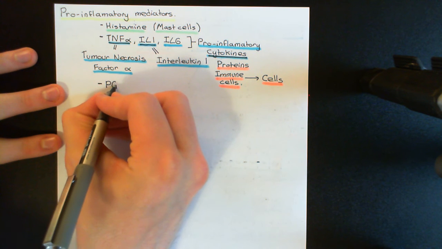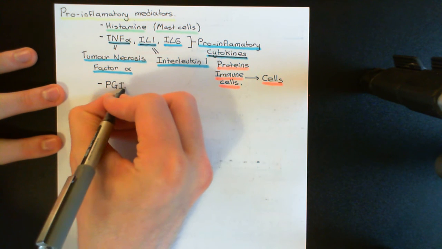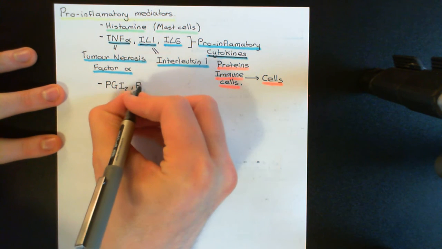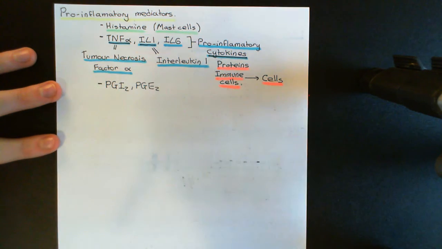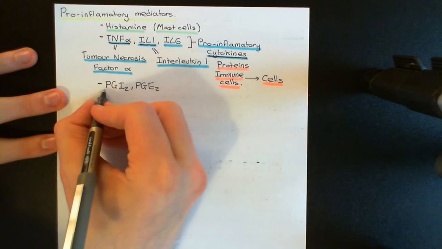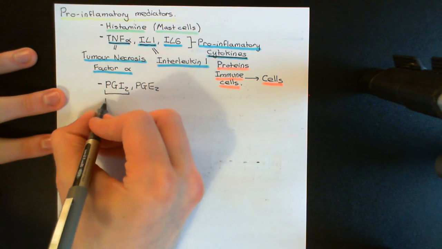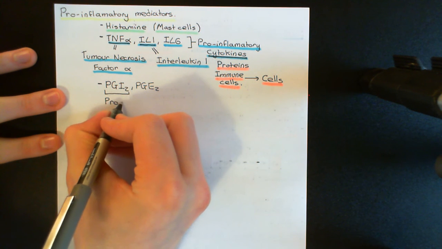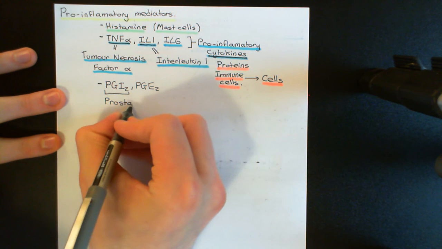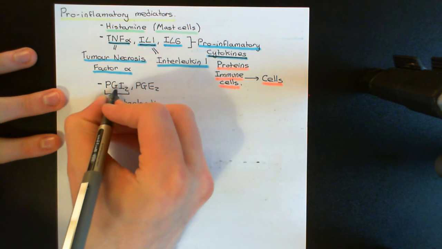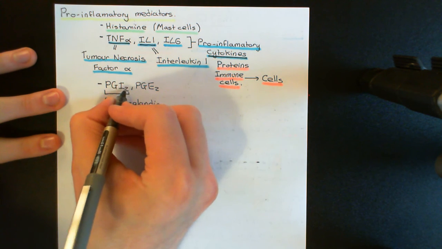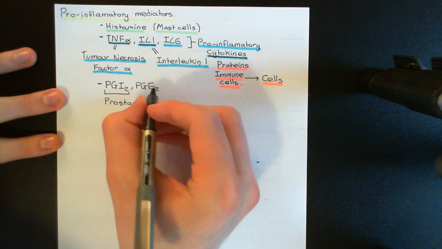So they're also going to release prostaglandin I2 and prostaglandin E2, and I will discuss what both of these do later on. Okay, so just to write out their full names then, so PGI2 and PGE2. So the PG stands for prostaglandin. So this is prostaglandin I2, this is prostaglandin E2.